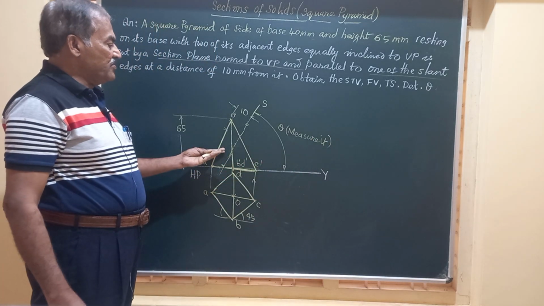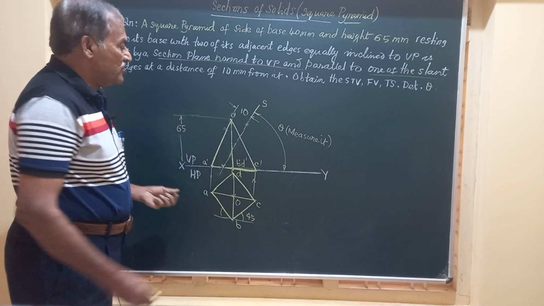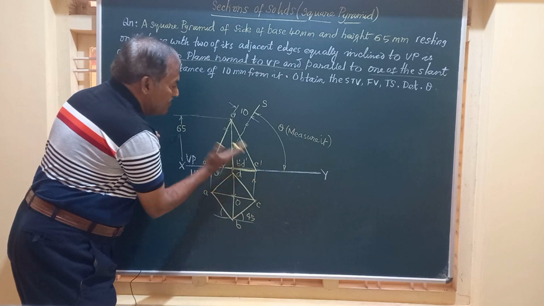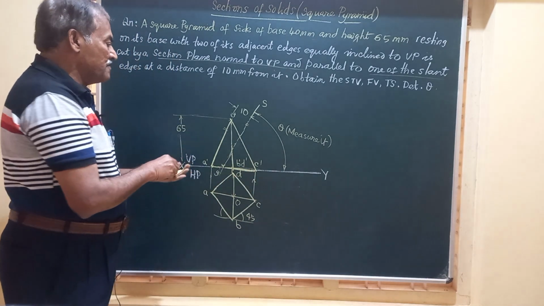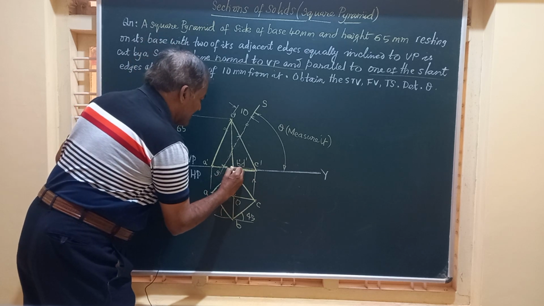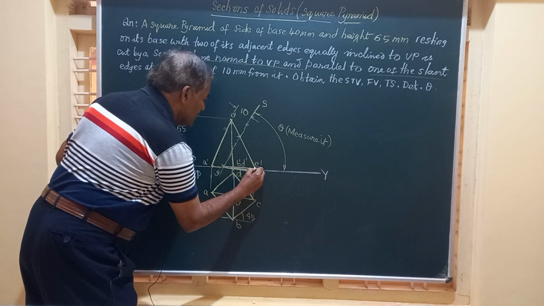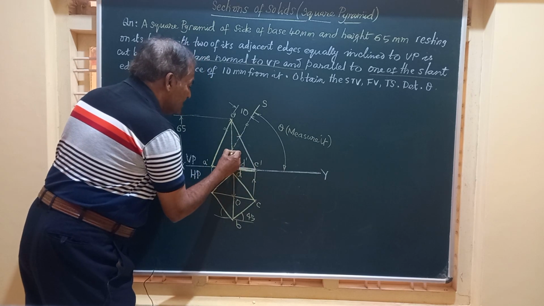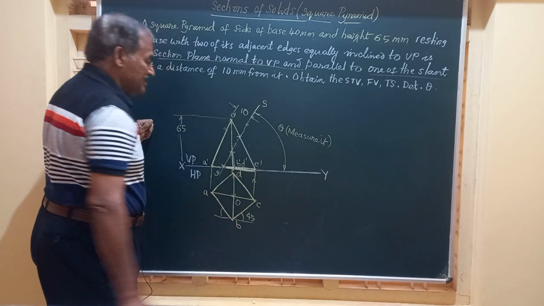Now I have the front view, I have the top view. The portion below the section plane SS is retained, whereas this portion is thrown out. So the retained part I am going to show by dark line. So this is the portion that is retained. This portion is retained. This is also retained.